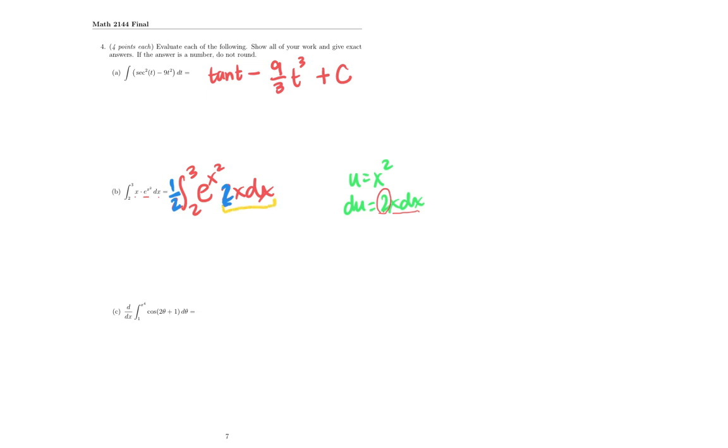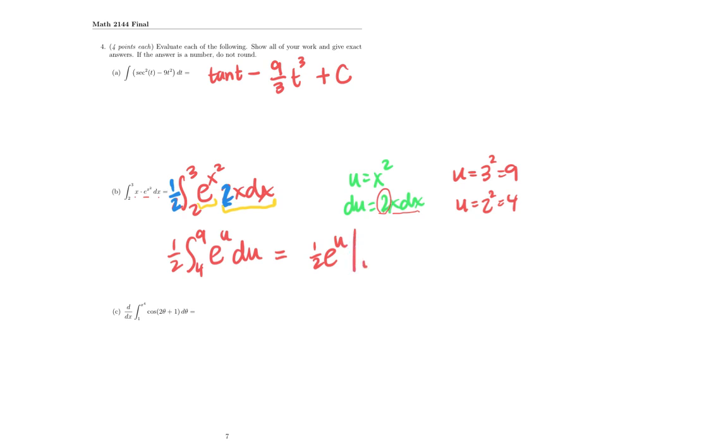This here is my du. This is e to the u. And then I can change my bounds to be, instead of x values, u values. So what is u when x is 3? I know u is equal to x squared, so u is 3 squared, which is 9. And if x is 2, that means u is 2 squared, which is 4. So it'll be 1/2 the integral from 4 to 9 of e to the u du. So an antiderivative of e to the u is just e to the u.